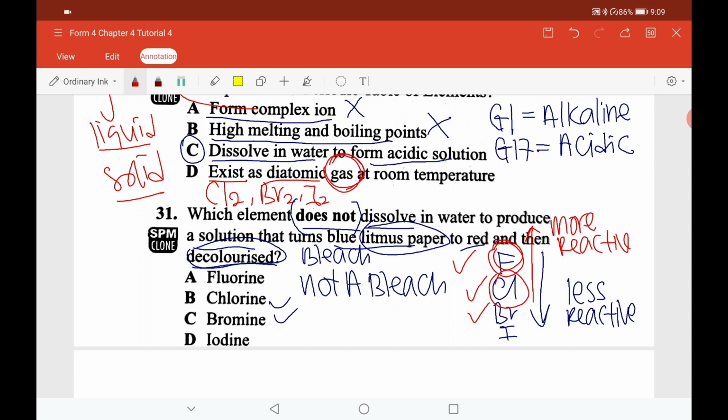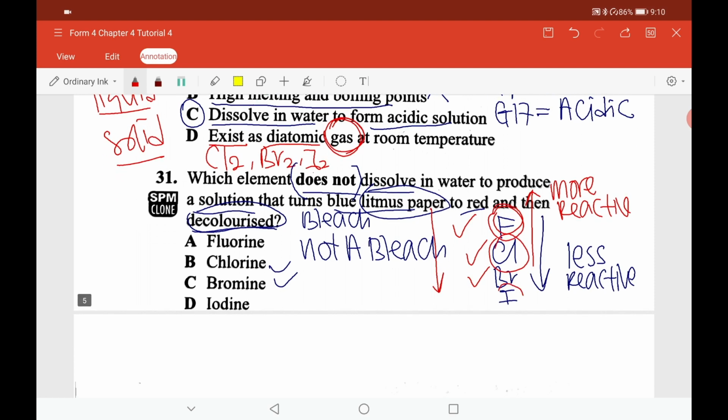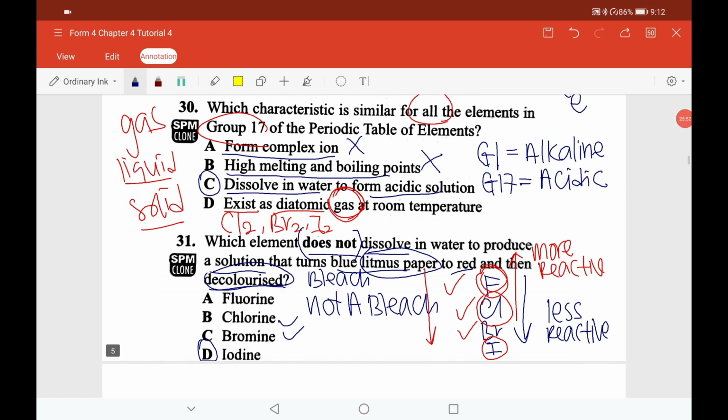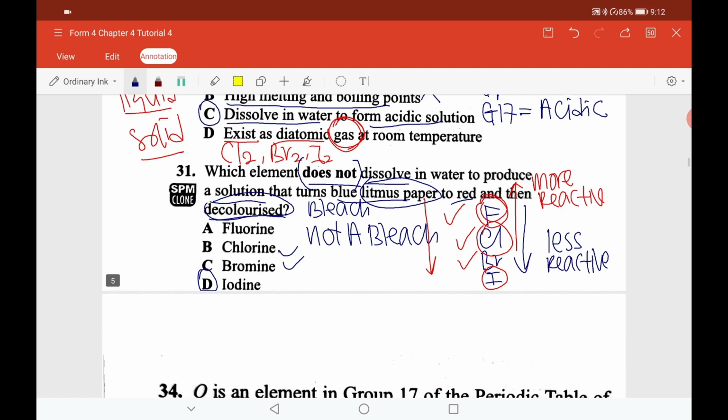Remember, fluorine, F, is more reactive than Cl. So if F is more reactive, which means what? If Cl can be a bleach, F also can be a bleach. But when you're going down the group, it becomes less and less reactive. So iodine is not so reactive already, so it cannot be a bleach. So the answer is D. Okay, so let's go on.